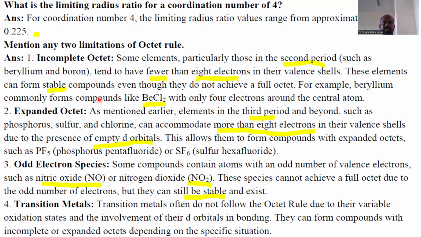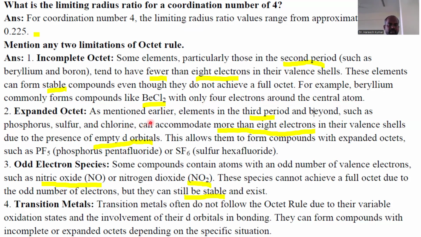Incomplete octet. Some elements, particularly those in the second period, such as beryllium and boron, tend to have fewer than 8 electrons in their valence shell. These elements can form stable compounds even though they do not achieve a full octet. For example, beryllium commonly forms compounds like beryllium chloride with only 4 electrons around the central atom.